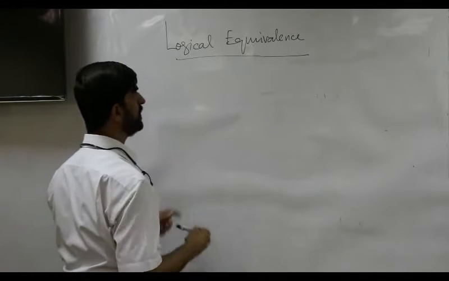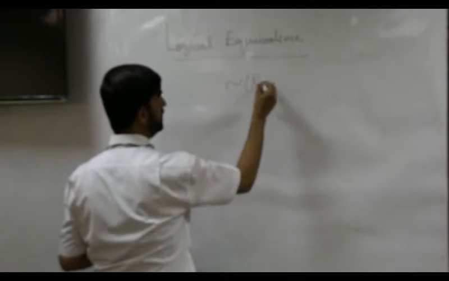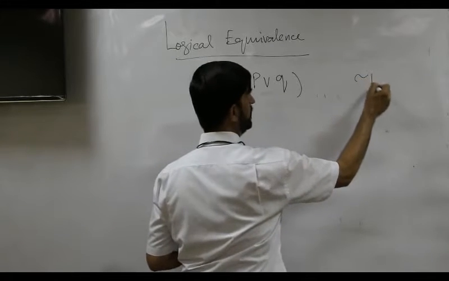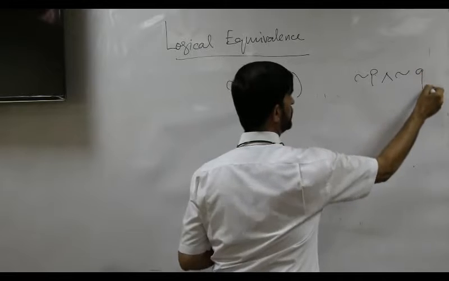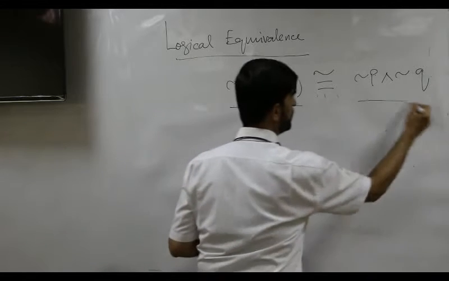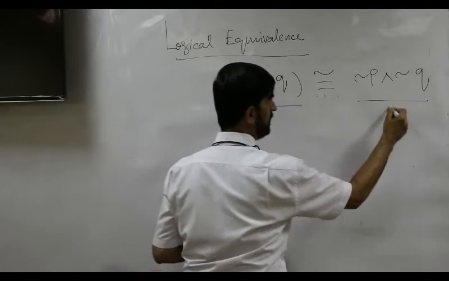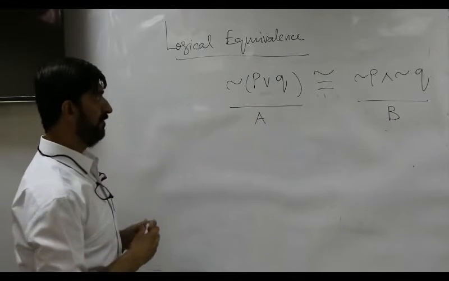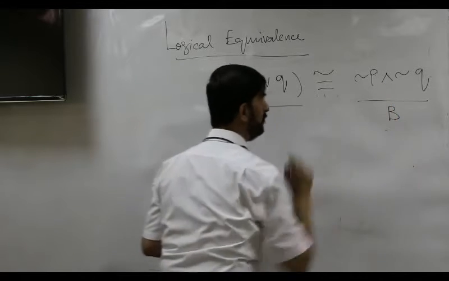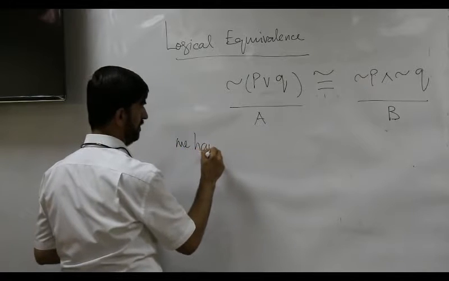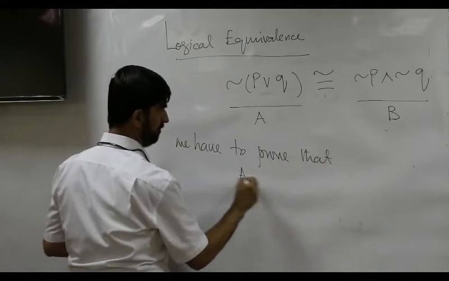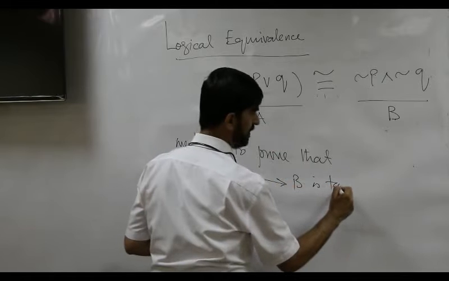Suppose we have a compound proposition A, not (P or Q), and we have another compound proposition B, not P and not Q, and we want to show that compound proposition A is equivalent to compound proposition B. Then we have to prove that A implies B is a tautology.